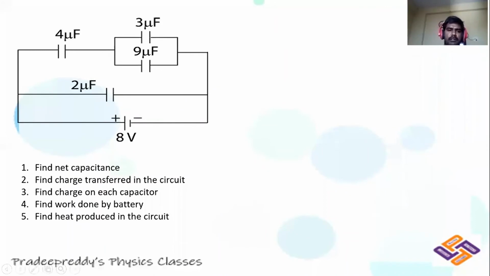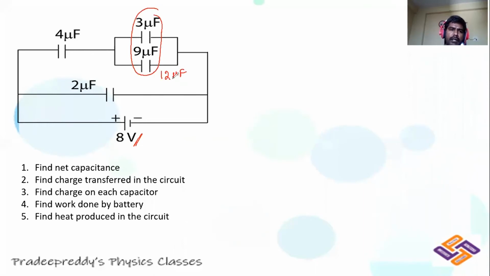Coming to the next question. Here in this circuit we have an 8 volt battery connected to a combination of capacitors. The 3 microfarad and 9 microfarad capacitors are connected in parallel. You are able to identify that. Now, as these two are connected in parallel, the effective capacitance is 9 plus 3, 12 microfarad.